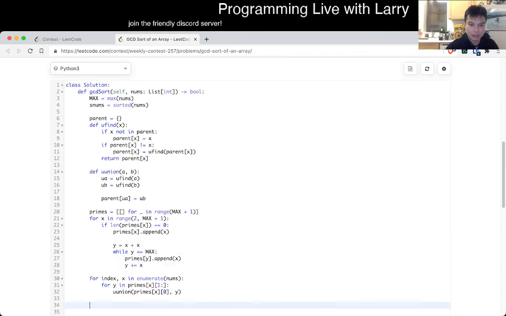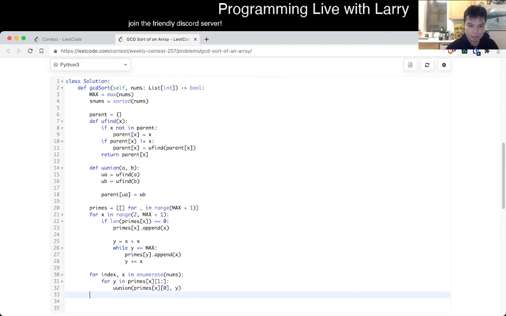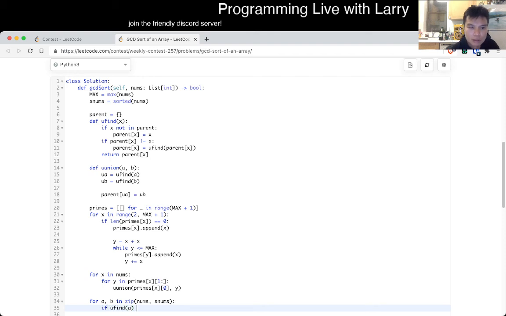All we have to do is just, yeah, okay. Actually, we don't even need the index on here, because this is just to include the unions. And then now we look at, for A, B in zip of S nums and S nums, if union find of A, that's not true. What am I doing?